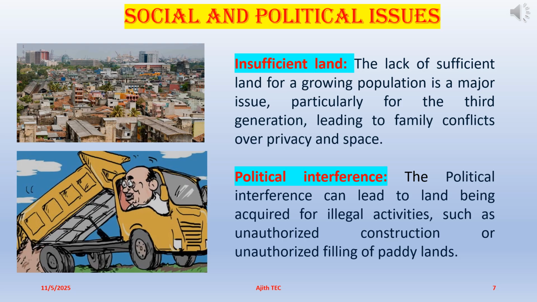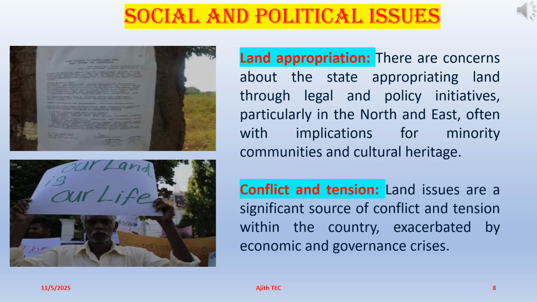Social and political issues. Insufficient land. The lack of sufficient land for a growing population is a major issue, particularly for the third generation, leading to family conflicts over privacy and space. Political interference. The political interference can lead to land being acquired for illegal activities, such as unauthorized construction or unauthorized filling of paddy lands.